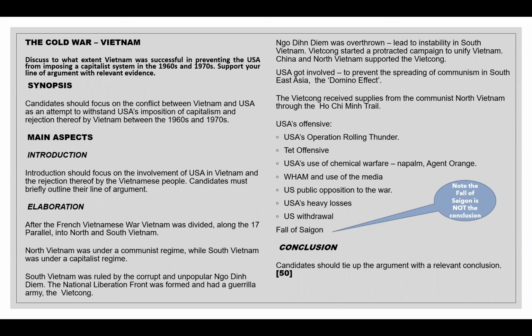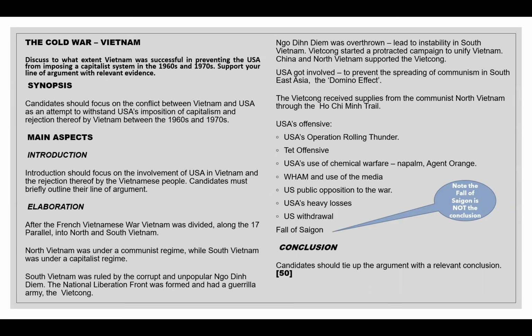Your synopsis, what needs to be in this essay, is that you should focus on the conflict between Vietnam and the USA. You're not really focusing on what's happening outside of the conflict, like the media. You are zooming in on that conflict as an attempt to withstand the USA's imposition of capitalism. Every time you speak about something that happens in the conflict, you need to speak about how that shows the Vietnamese trying to withstand the USA coming in there and trying to take over, and the rejection thereof by the Vietnamese people between the 1960s and 1970s.